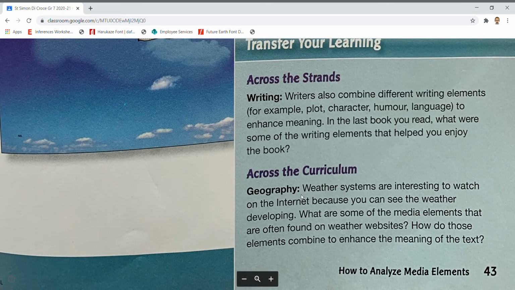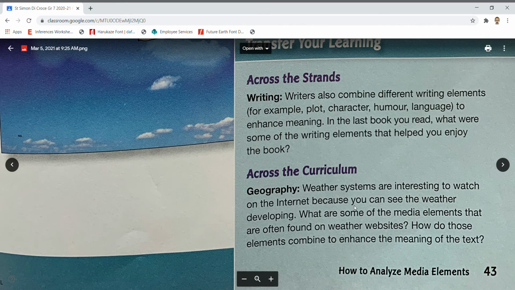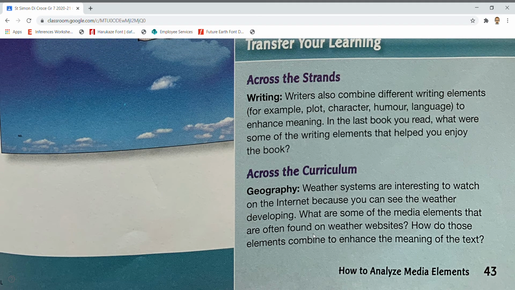Across the curriculum, in geography, weather systems are interesting to watch on the internet because you can see the weather developing. What are some of the media elements that are often found on weather websites? Okay, well, even if you tune into the Weather Channel, they use a lot of different graphics to get you to understand the 5-day forecast or the 7-day forecast. Sometimes I even see them using graphs to look at average temperature changes throughout the month. So I know that graphs are definitely used.